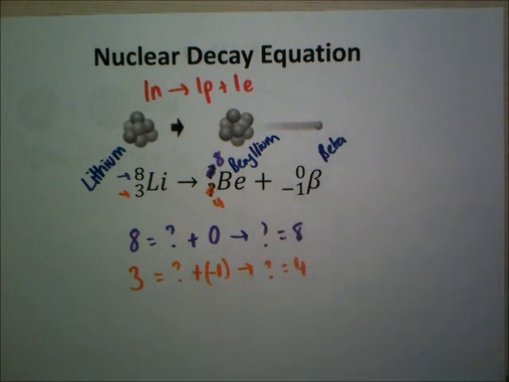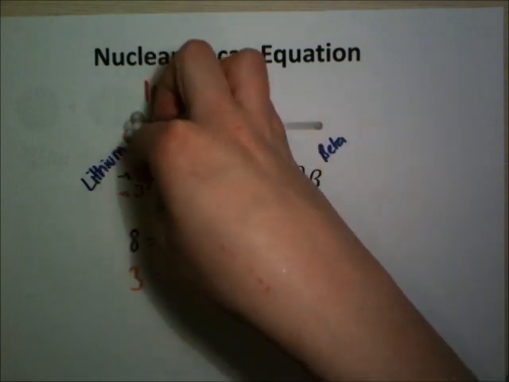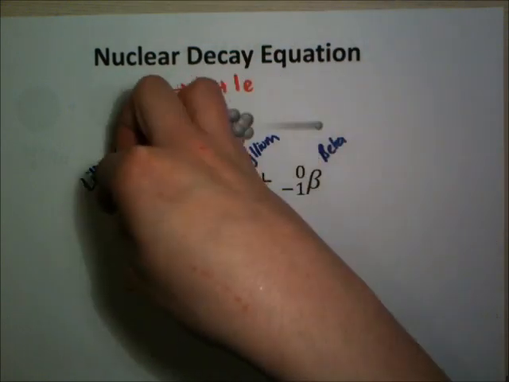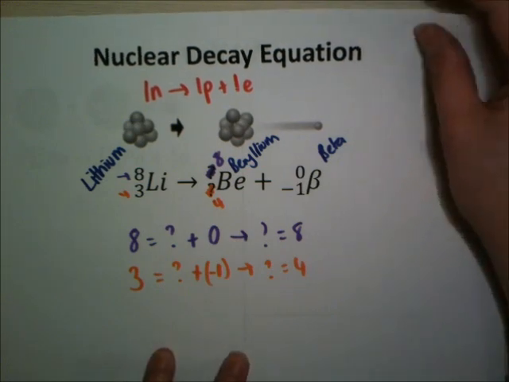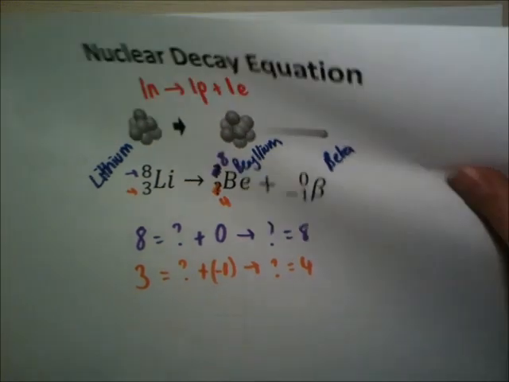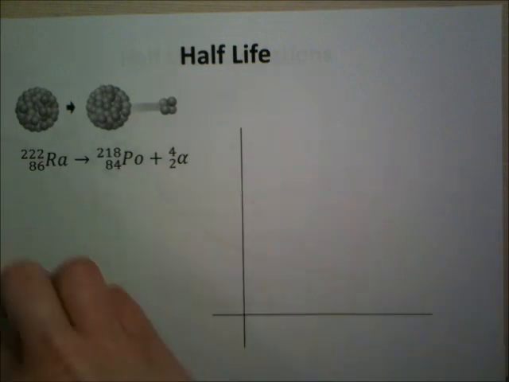So that's all there is to nuclear decay equations. You just have to make sure that the top line of numbers adds up and the bottom line of numbers adds up. You also need to know that beta is 0, minus 1 and that alpha is 4, 2. If you know that, you should be absolutely fine with all of them. So if we think about the first decay we talked about, which was radium into polonium, we've got the right equation here for alpha particles.